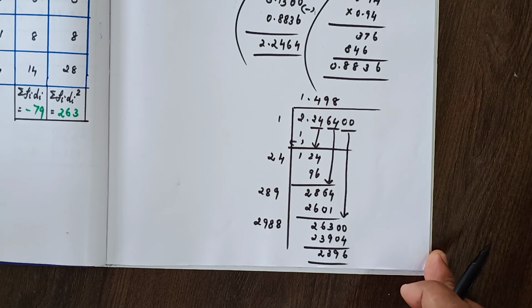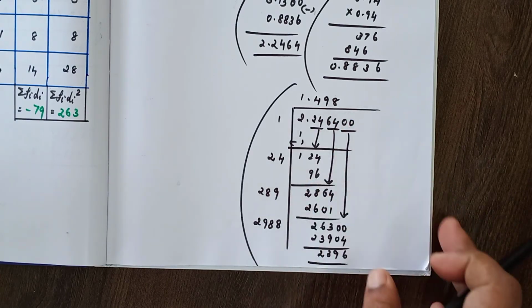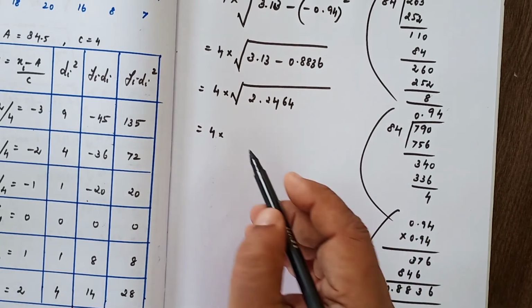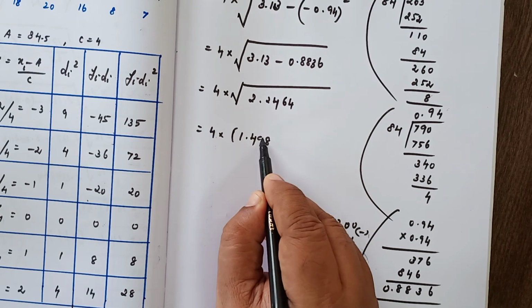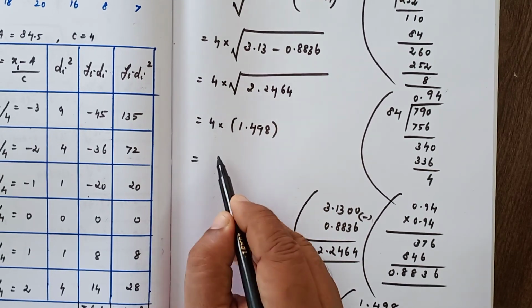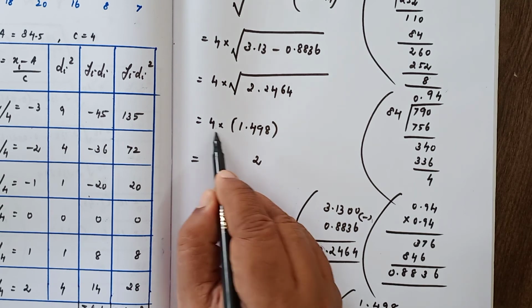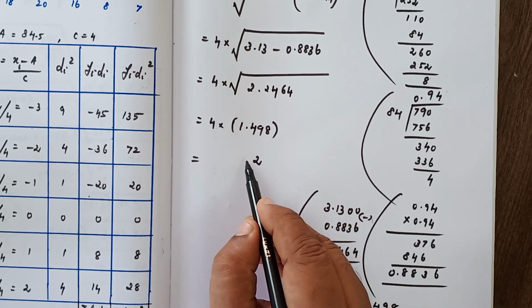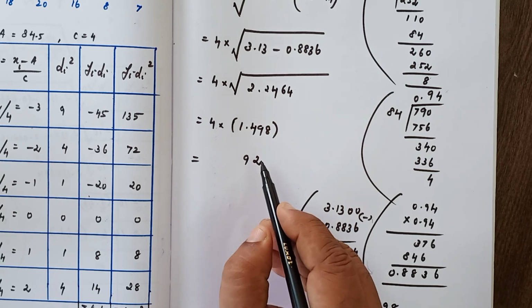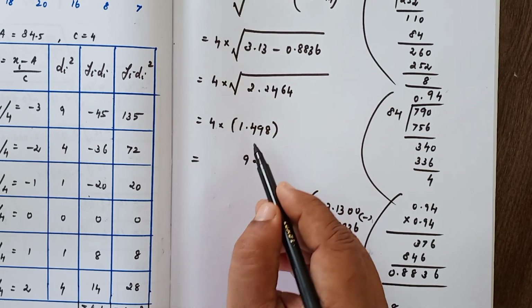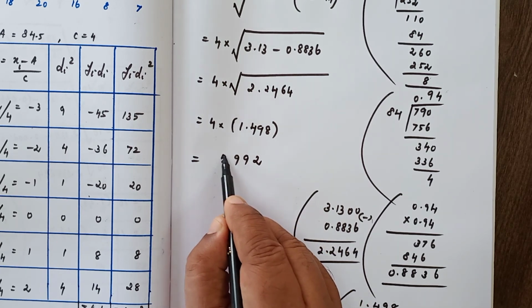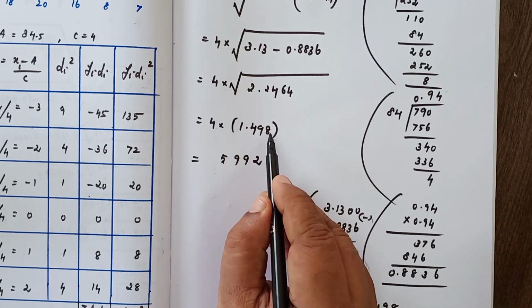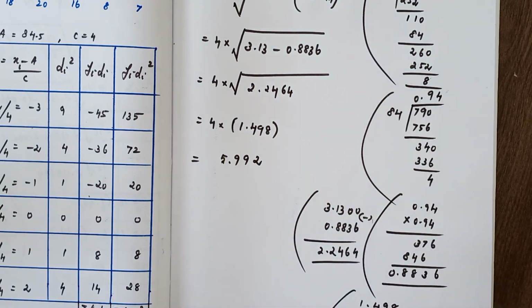It is enough to take 1.498, that is the approximate value right over here. Now I have to multiply 1.498 by 4. 4 8s are 32, balance 3. 4 9s are 36, 36 plus 3 is 39, balance 3. 4 4s are 16, 16 plus 3 is 19, balance 1. 4 1s are 4 plus 1 is 5. Here after the decimal point we have 3 digits, so after 3 digits keep the decimal point. 5.992, that is the approximate value.